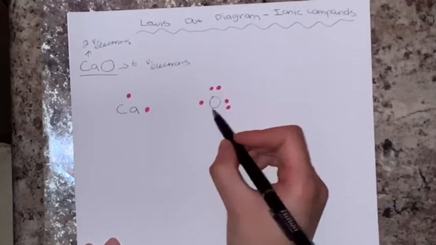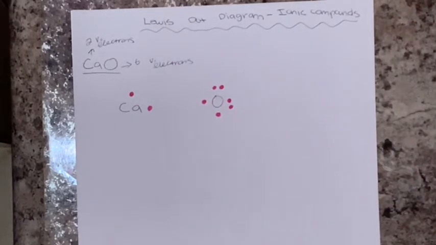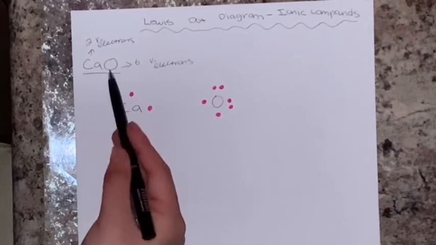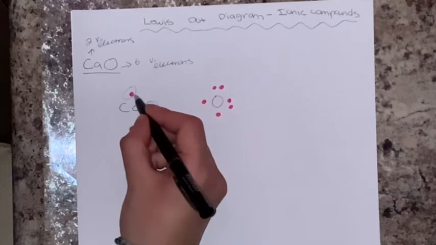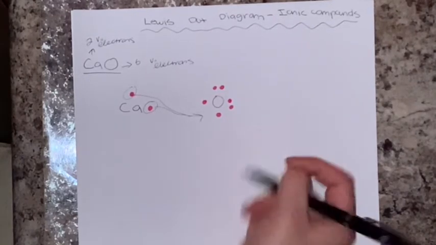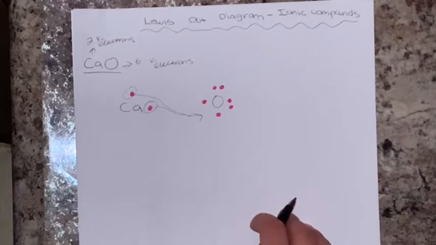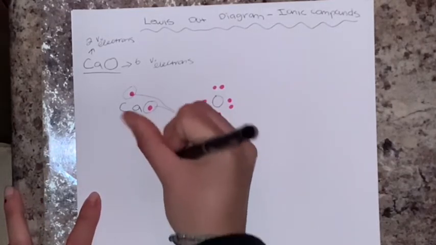And so we notice how it needs 2 valence electrons to complete the octet rule. And so calcium is going to transfer these 2 electrons to oxygen in order to have oxygen complete the octet rule. And so we're going to redraw this.